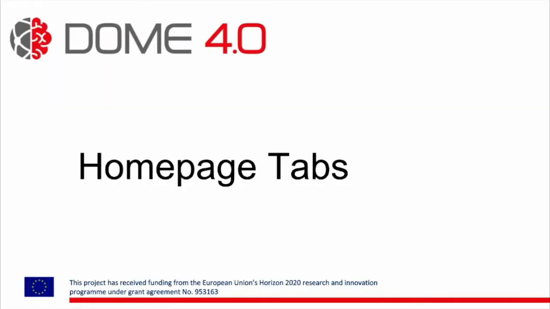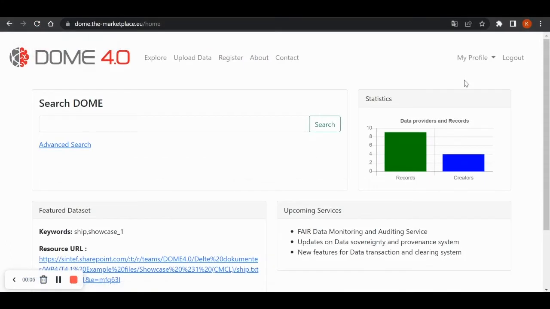Homepage tabs. Here we see the tabs of the DOME homepage. Note that 4 new tabs showed up as a result of us logging into DOME. While the Contact tab was there before, we now also have an About tab, a Register tab, an Upload Data tab, and an Explore tab. Now, clicking into this Explore tab is equivalent to clicking this Advanced Search link right here, and it takes us to the page where we can actually search for data.